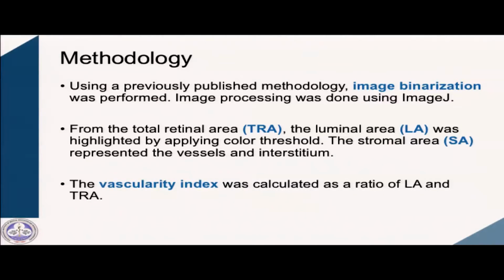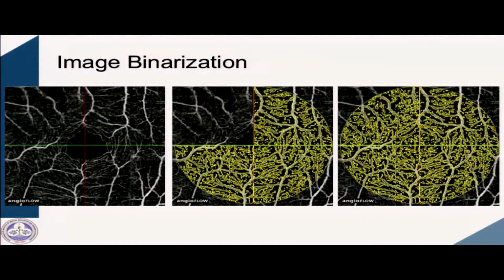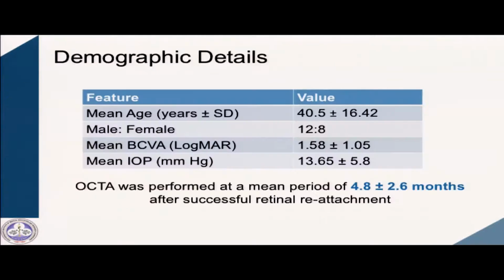So what we've done is we have binarized the images. The optical coherence tomography angiography images were binarized using ImageJ processing software, which is freely available third party. We calculated the total retinal area and the luminal area by applying color thresholds, which I'll show in the subsequent slide. Whatever area remained was designated as the stromal area, which represented the vessels and interstitium. The vascularity index was calculated as the ratio of luminal area and the total retinal area. This is how we have divided the central macula into 4 quadrants, and we go on with the binarization and identify the vessels using the third-party software.